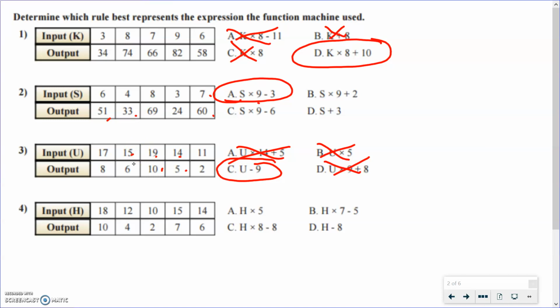So take a minute, pause the video, and see if you can figure out the rule for number 4. Okay, hopefully you figured out that it's this guy here. They're all going down by 8 each time, the input to get to the output.